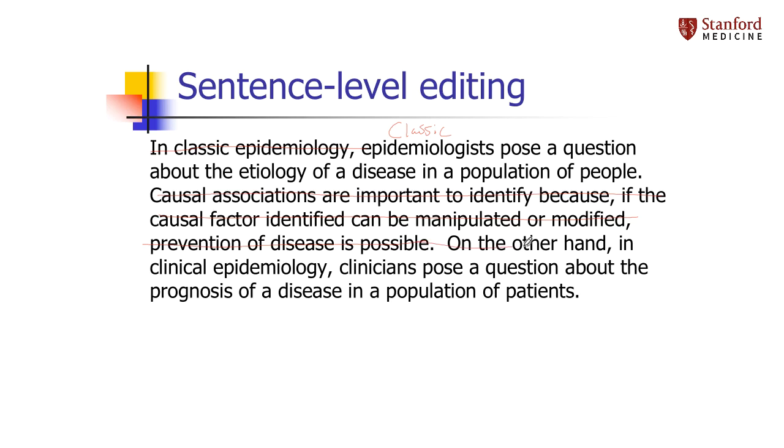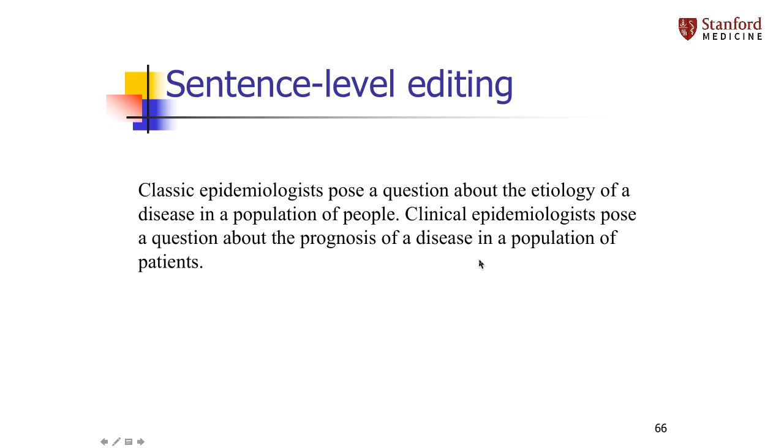Then I'm going to remove, on the other hand. We don't need that transition anymore because we have this nice parallel setup. And then I'm going to say, in clinical epidemiology, again, I'll change that to clinical epidemiologists to remain parallel with the first sentence. Clinical epidemiologists pose a question about the prognosis of a disease in a population of patients.